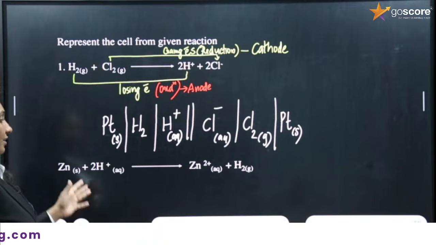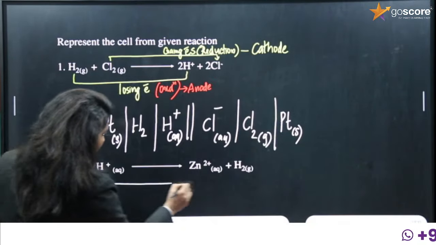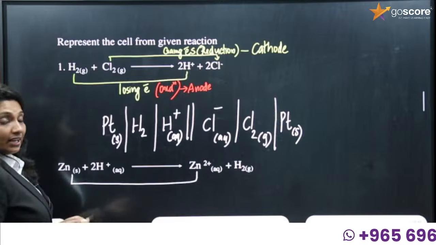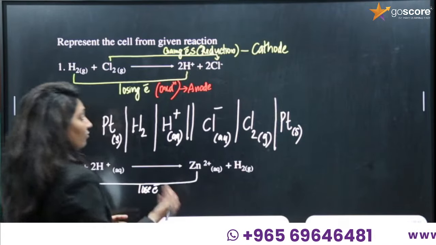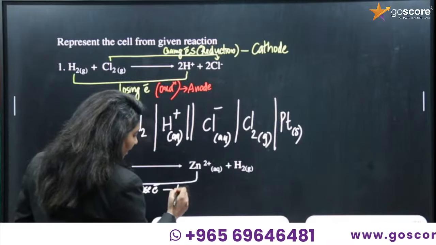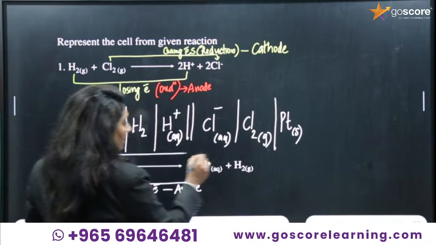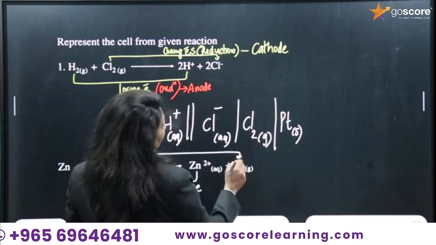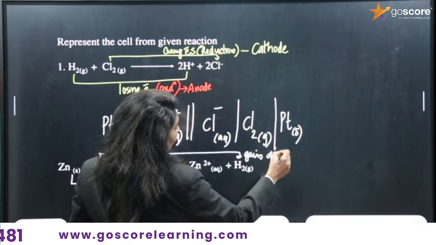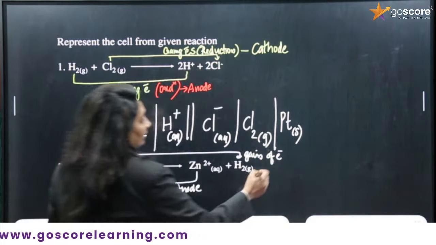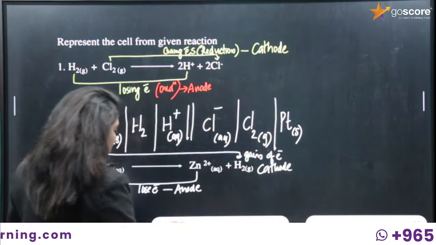Now go for the next one. Here the zinc is converting into Zn2+. That means zinc is losing electrons. Losing of electrons is oxidation. So this is the anode, and H+ ion is converting to H2. That means gain of electrons. So reduction occurs, and this is the cathode. Now we can easily represent this one, right?